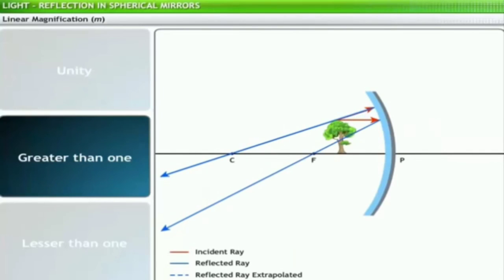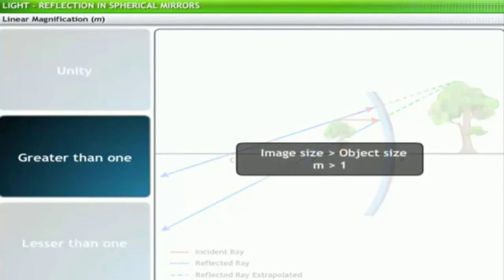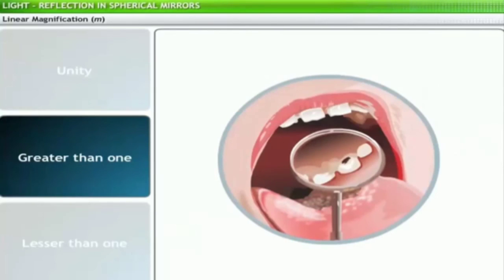If the object is placed between F and P of a concave mirror, then the image formed is virtual, erect and bigger than that of the object. Hence, in this case also, the magnification is greater than 1. Dentists use this situation to view the inner parts of a mouth with more clarity.